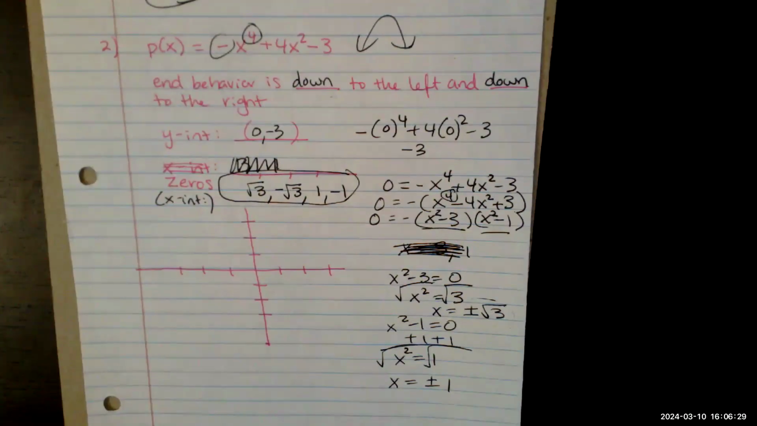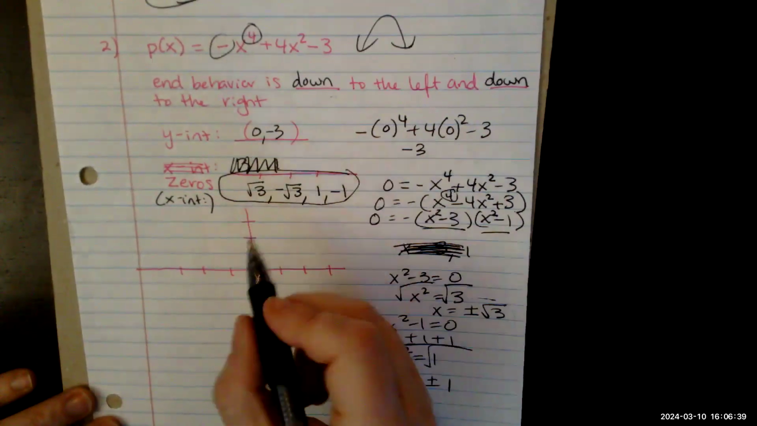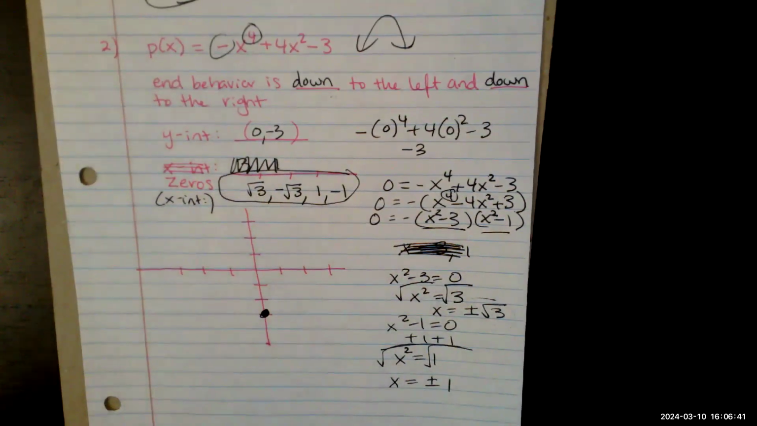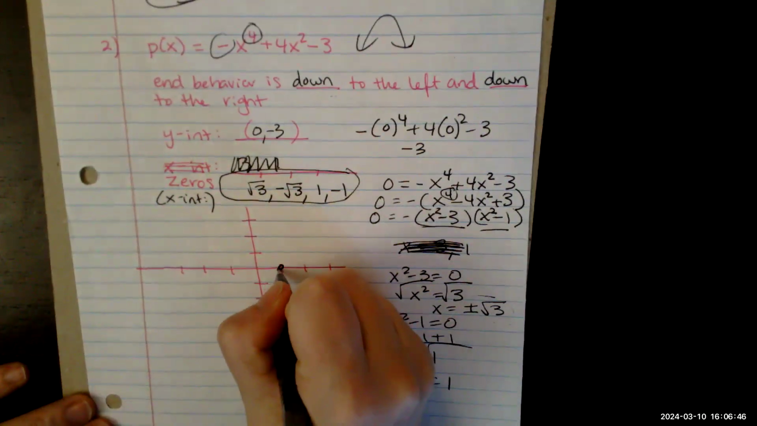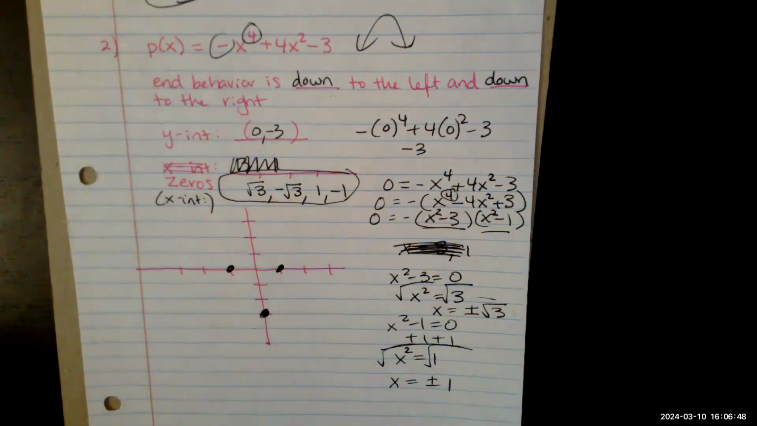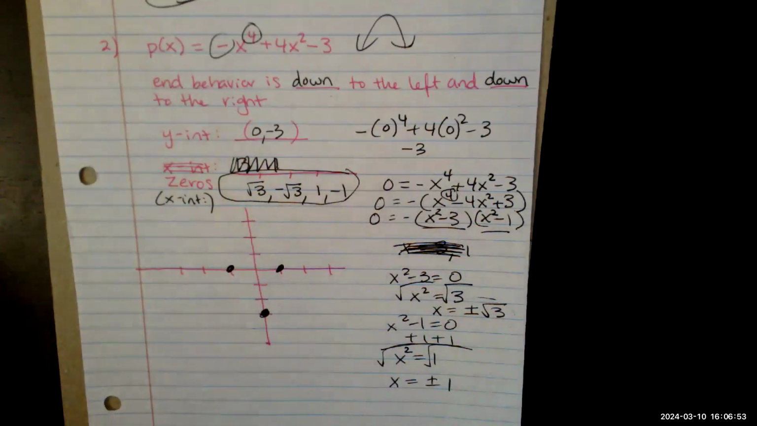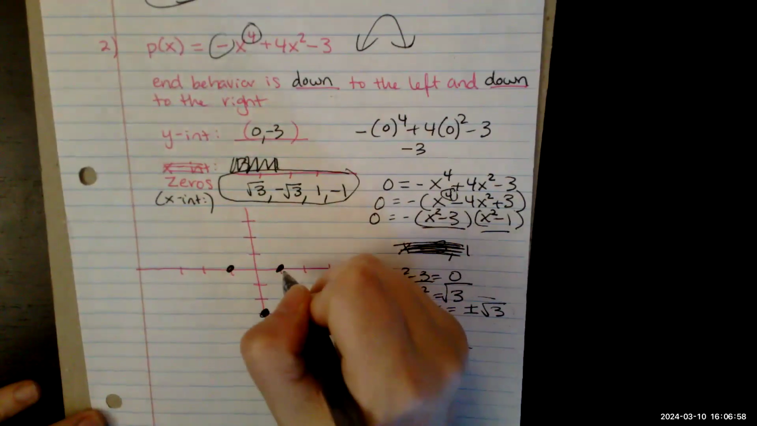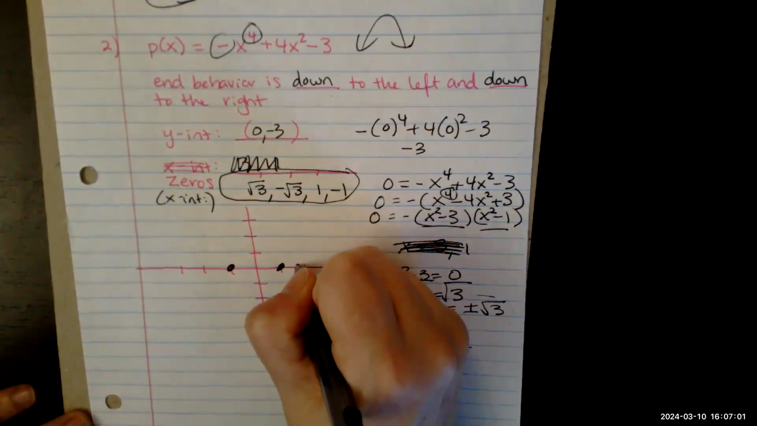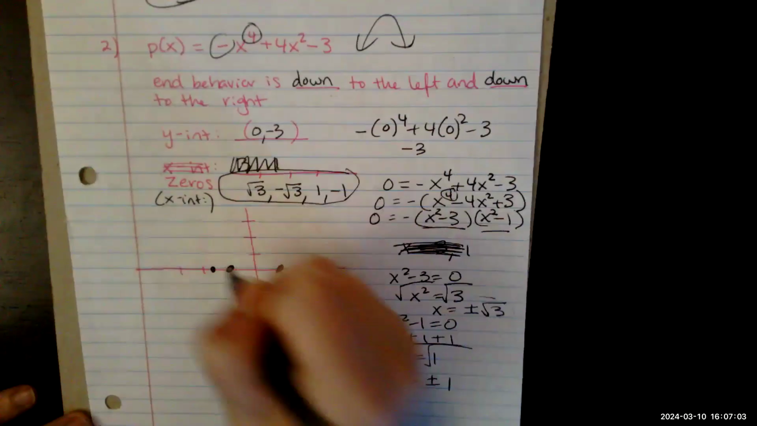So now they want me to sketch it. So I'm going to use the points that I have found so far and plot those first. So 0, -3 is my y-intercept. I can definitely plot that. 1 and -1 are both x-intercepts, but now I also have these square root of 3s. So in my calculator, I put it to get an estimate that it's about 1.732. So 1.7 is about here and here.